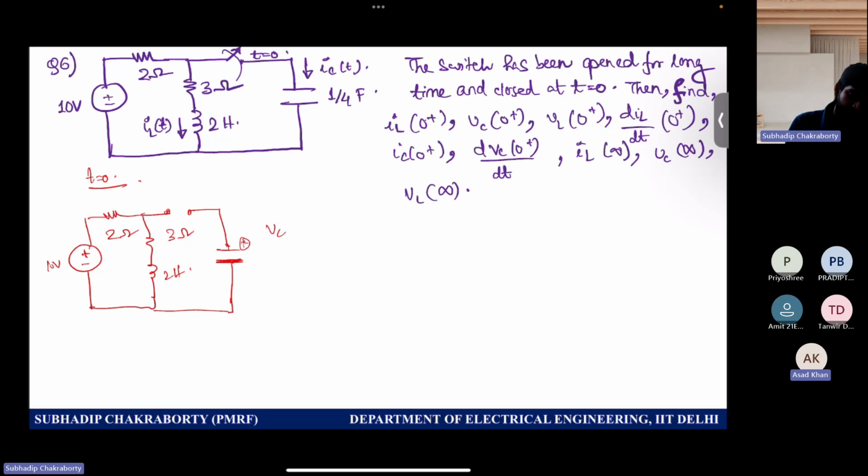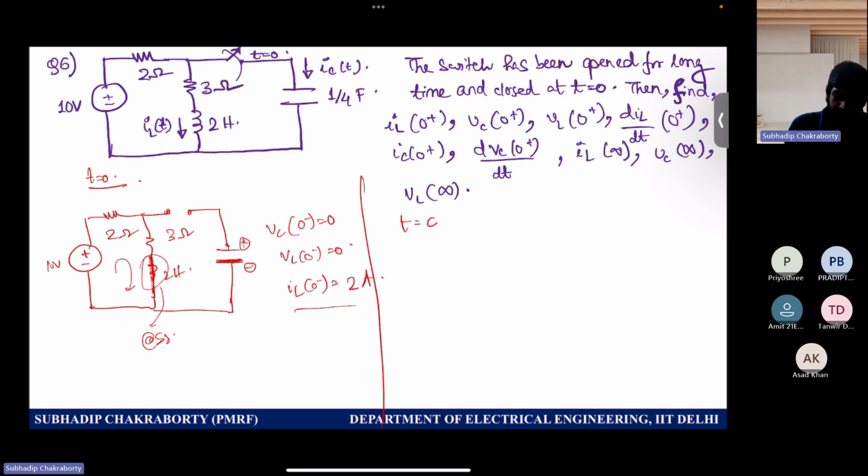VC at 0 minus would have been 0, and this inductor would behave like a short at steady state. So VL at 0 minus will also be 0. And one thing is the current, IL at 0 minus, to determine the initial condition: 2 plus 3, so 2 amps. Now come to t equal to 0 plus.